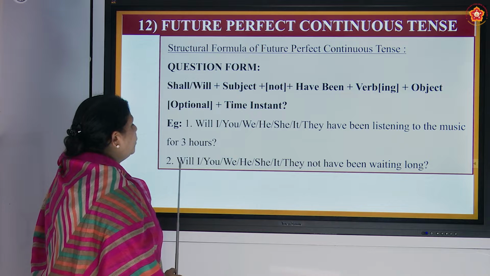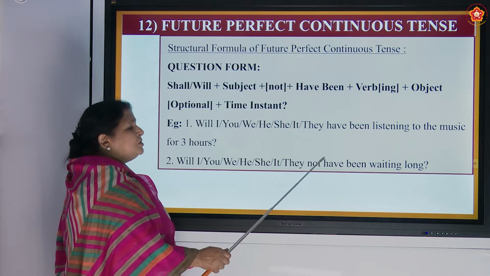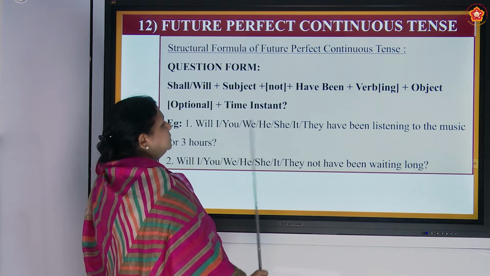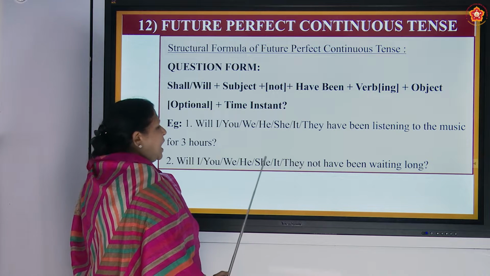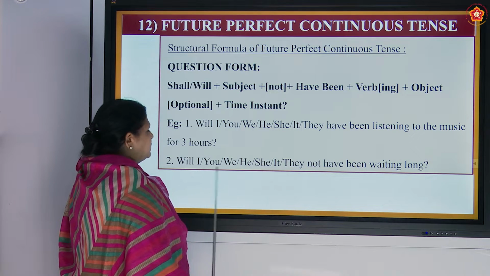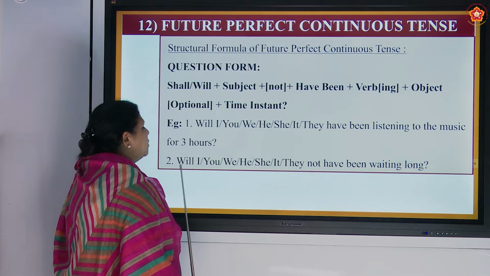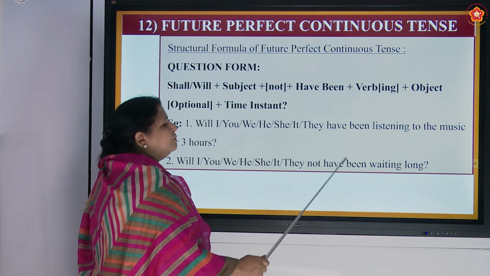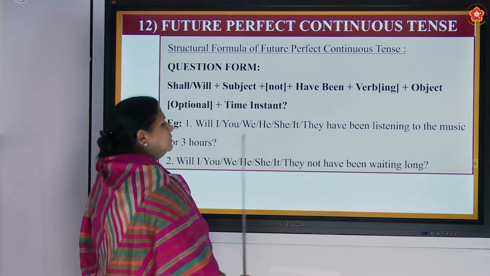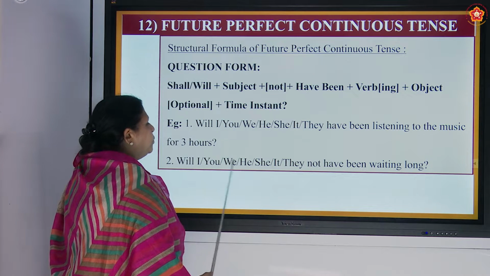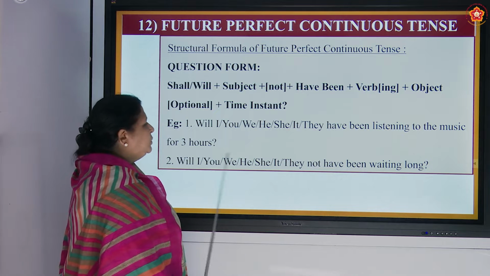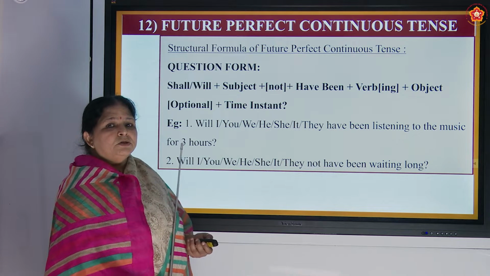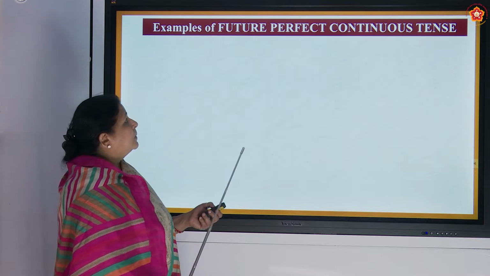Now, next. Will I not have been waiting long? Yeah, this is a negative sentence. Will I, so I am saying for the first one, okay? Then you do the rest. Will I not have been waiting long? Will you not have been waiting long? Okay, so you do the rest. Hope you have understood. It's very good.